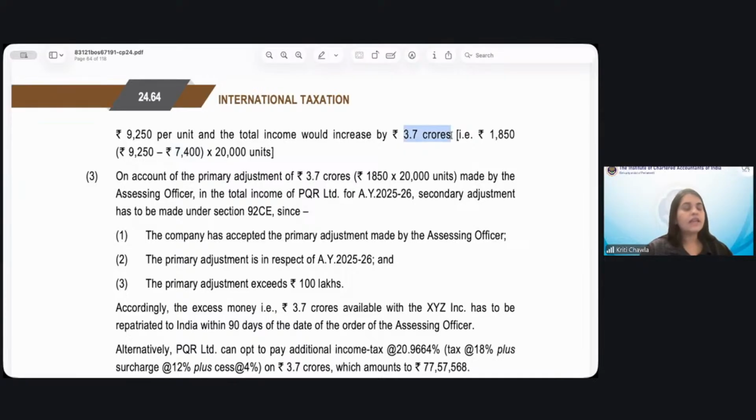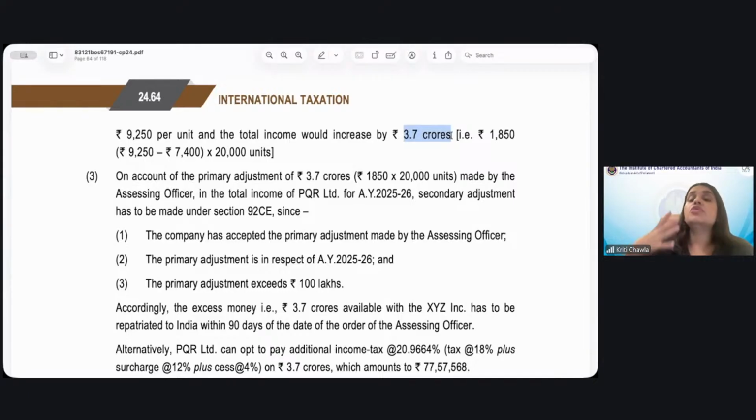3.7 crores. Now, because this is a transfer pricing adjustment, which is also called a primary adjustment, if you go back to the law, I mentioned that secondary adjustment situations are applicable where the primary adjustment is more than 1 crore rupees. Because this is 3.7 crore rupees, obviously secondary adjustment will be applicable. And the primary adjustment is also in respect of assessment year 25-26, which is obviously after 2016-17. This is the reason secondary adjustment will be applicable.